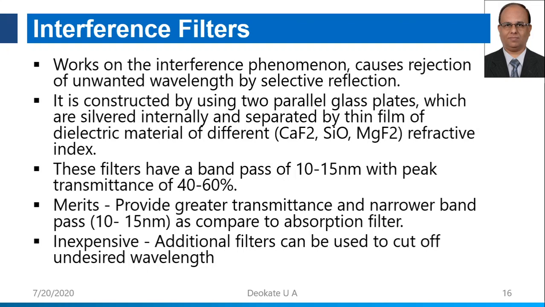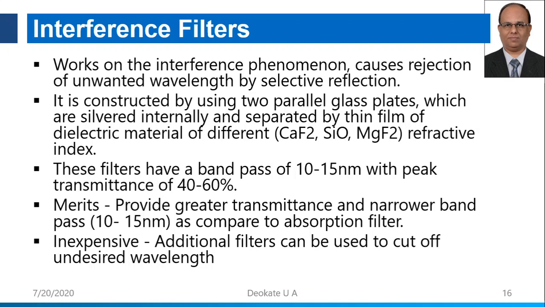They work on the interference phenomenon, causing rejection of unwanted wavelengths by selective reflection. It is constructed using two parallel glass plates which are sandwiched internally and sprayed with a thin film of dielectric material such as calcium fluoride, silicon oxide, or magnesium fluoride, with a certain refractive index. The thickness of this dielectric thin film will decide which light is to be passed to the other side.